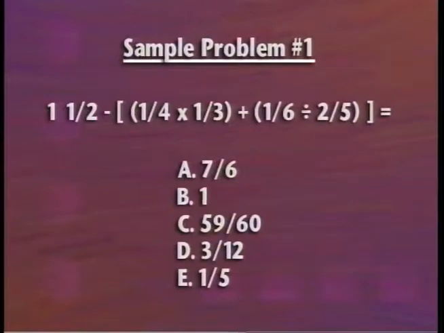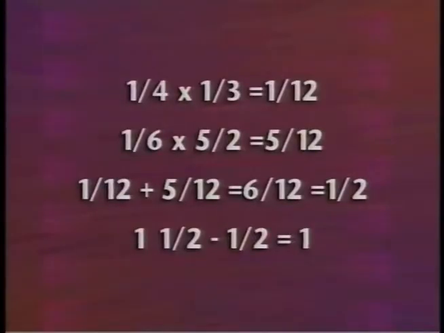1 1/2 minus 1/4 times 1/3 plus 1/6 divided by 2/5. Let's do the calculations in parentheses first. To multiply fractions, multiply the numerators and denominators. 1/4 times 1/3 equals 1/12.